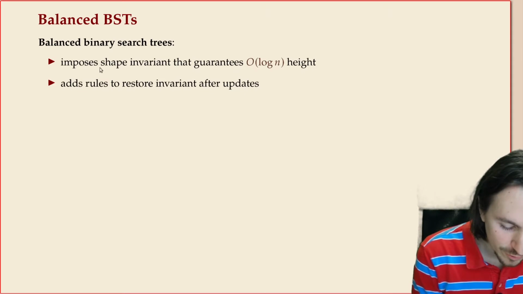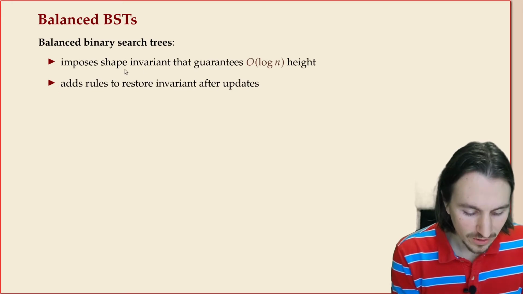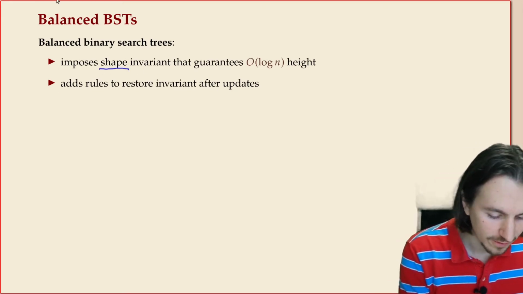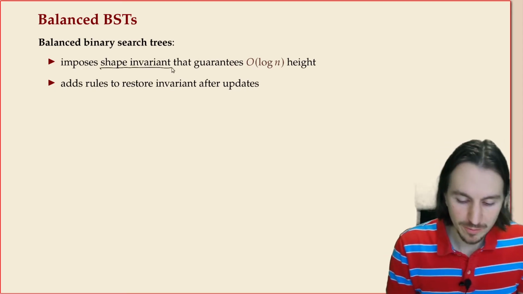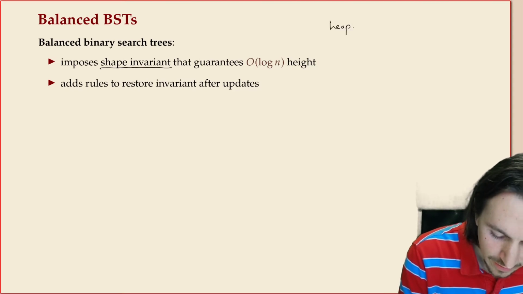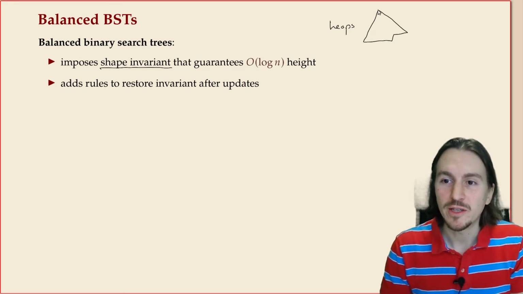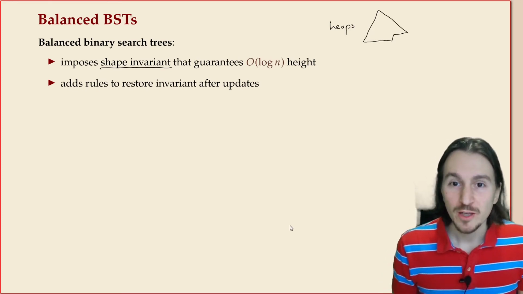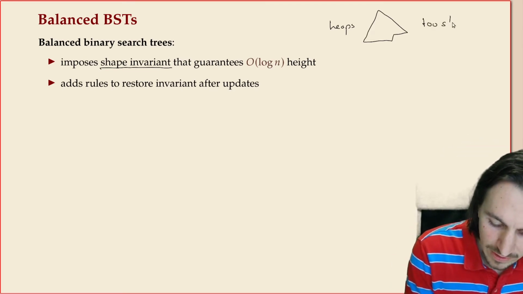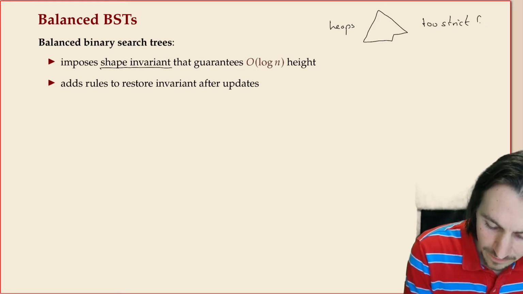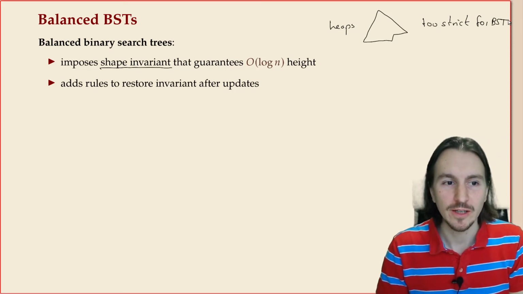First of all, it consists of two components. It's a rule for how the shape of the tree can look, and this rule is similar to what we had for heaps. So remember, binary heaps had this very rigid shape where the tree had to be an almost complete binary tree. But it turns out for binary search trees, this is too strict. You cannot really maintain this in a dynamic way if you insert and delete elements at random positions.